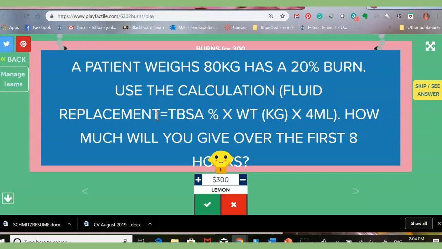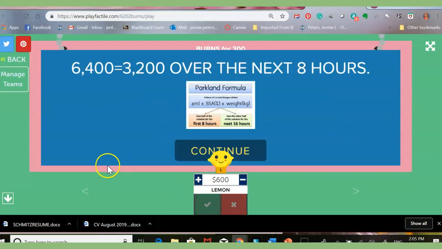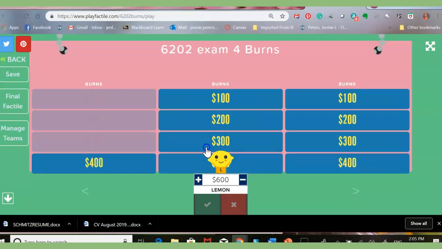So 80 kilograms, 20% burn. So you would do 20% times your 80 kilograms times 4 ml. That's going to give you a number of 6,400. If you divide that by 2, it's 3,200 because you want to give 3,200 over the next 8 hours. And then you're going to give the other half over the next 16 hours. The Parkland formula.